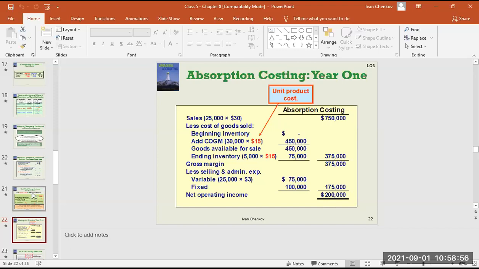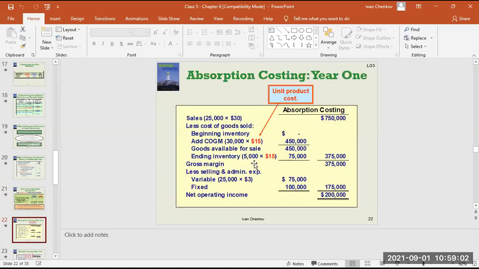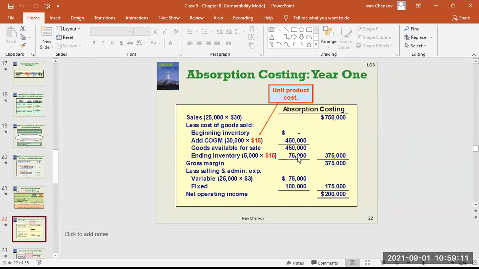So now the difference is $5 between one method and another method. The ending inventory is 5,000. 5,000 times $5, that's $25,000. So we should expect under the variable costing, our ending inventory to be $25,000 less than absorption, and our operating income to be $25,000 less than absorption. Let's see if that's the truth.